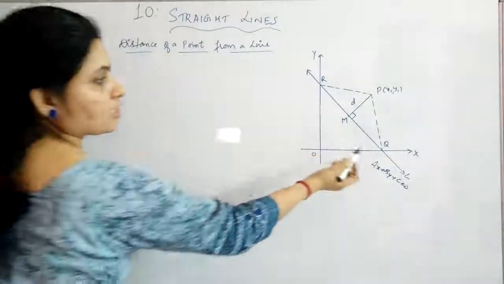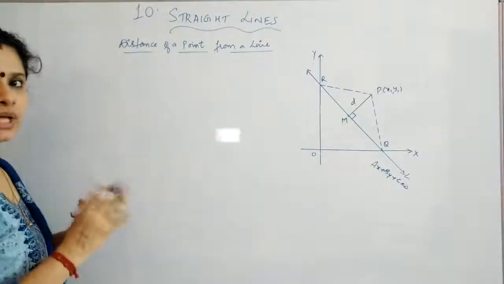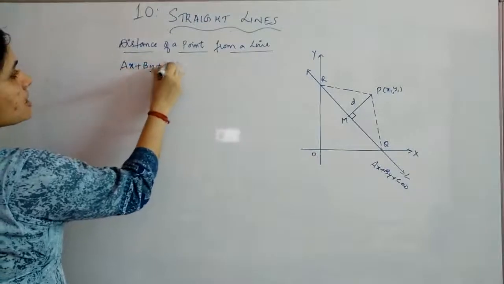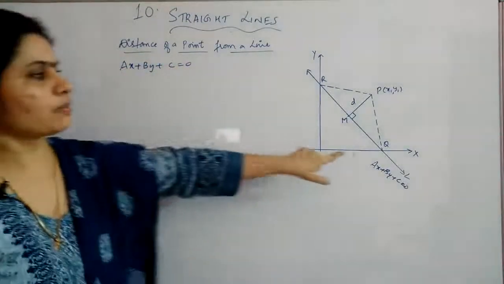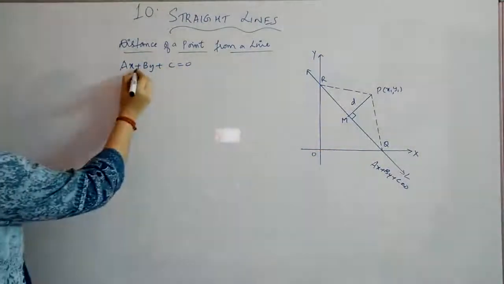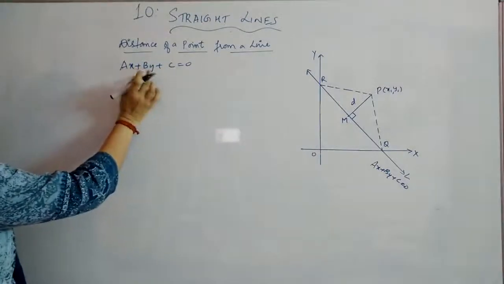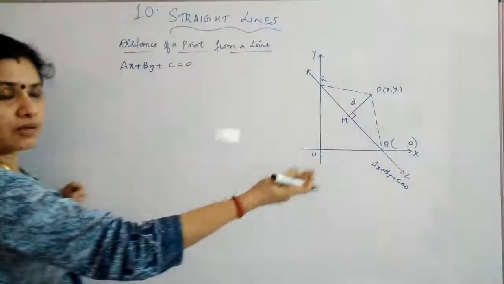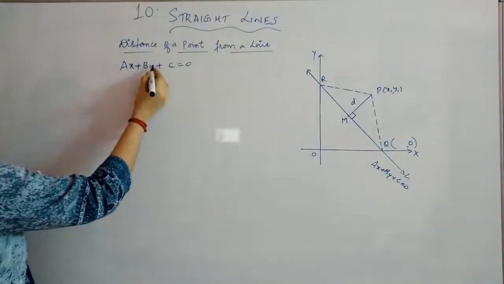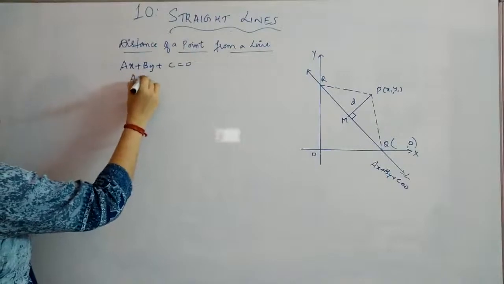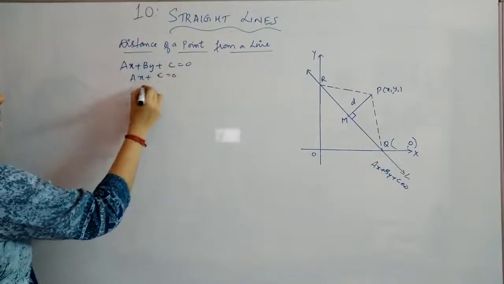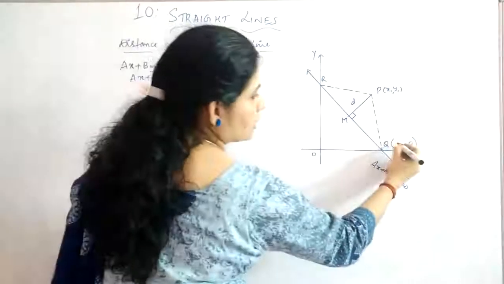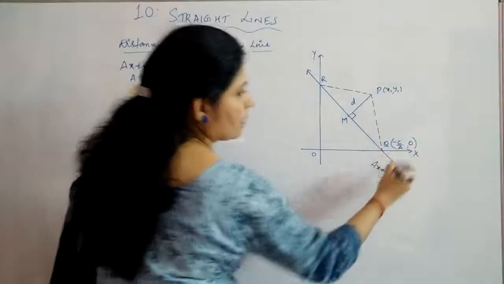Since the point lies on the x-axis, we know that the y-coordinate will be 0. That means for ax plus by plus c equal to 0, in order to find the point Q, we know that a point on the x-axis is of the form (something, 0). That means the y-coordinate will be 0. So when we substitute y as 0, we get ax plus c is equal to 0. That means x is equal to minus c by a, so the coordinate of Q becomes (minus c by a, 0).